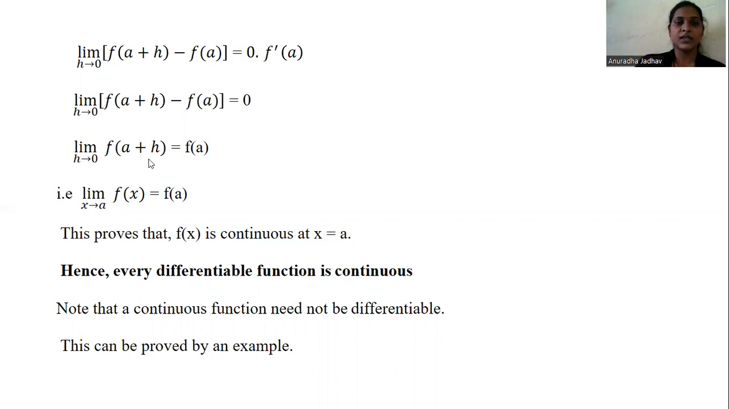Now this condition is proved, that is, limit as x tends to a, f of x is equal to f of a, and this is the definition of continuous function f of x. Hence, every differentiable function is continuous. Note that a continuous function need not be differentiable. The converse of this theorem is that every continuous function need not be differentiable, and we prove this by an example. Okay, let's see this example.